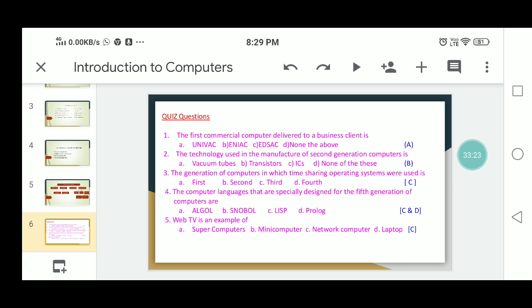The computer languages that are specially designed for the fifth generation of computers. Those are the computer languages Lisp and Prolog. So these languages were designed in the fifth generation period. Web TV is an example of a network computer. Web TV technology is an example of a network computer. So I can stop today's class. Thank you.